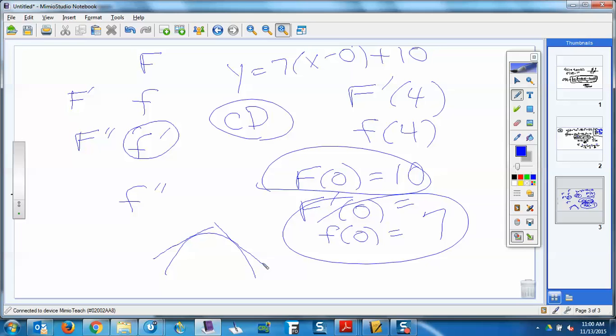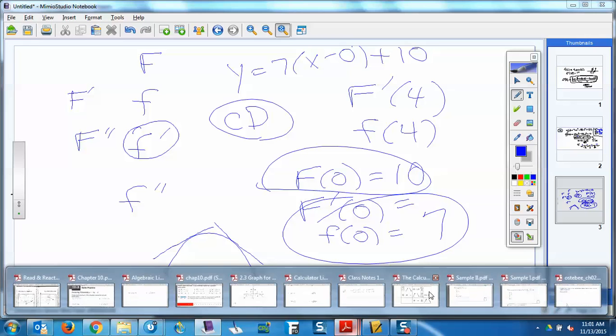Take your chart: big F is concave down when little f, its derivative, is decreasing. So at 1, is little f decreasing? Little f is increasing at 1. Little f is increasing. Let's pull that chart up here.